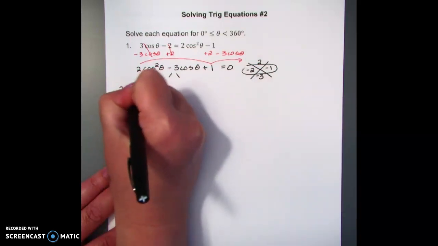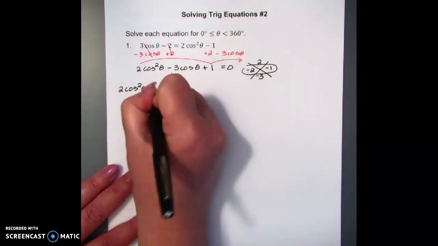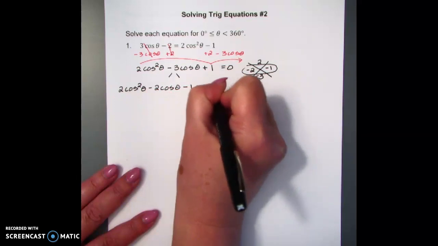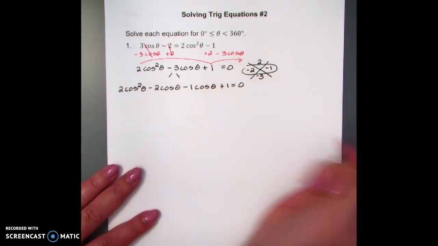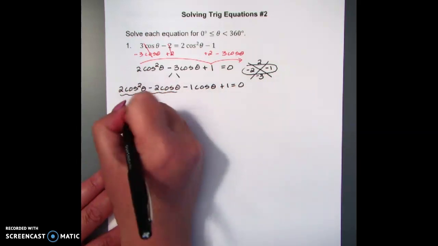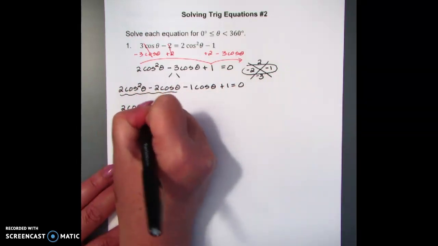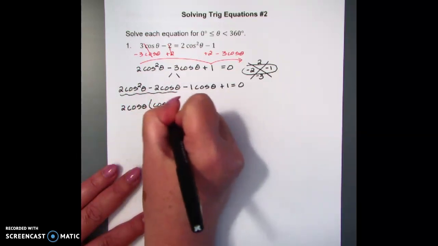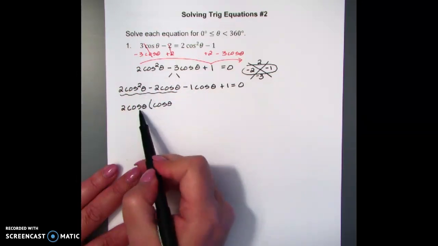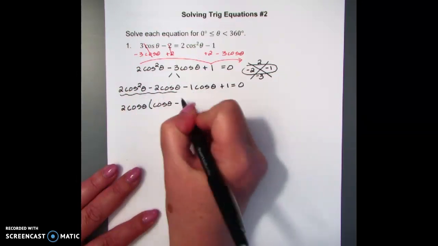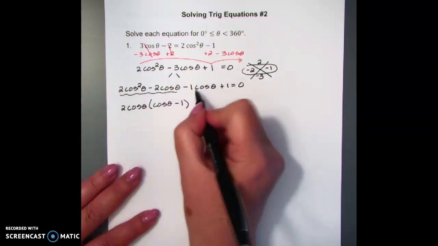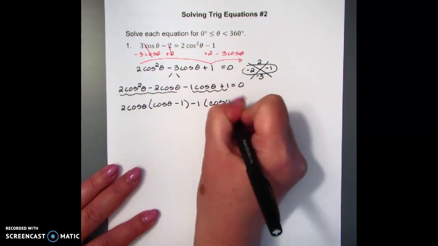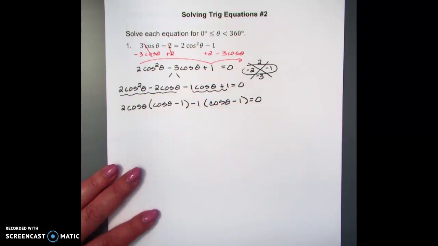So we get 2 cosine squared of theta, minus 2 cosine theta, minus 1 cosine theta, plus 1 is equal to 0. So I'm going to group these 2 together, and we can factor out a 2 cosine of theta. So then 2 cosine theta times cosine theta gives me my 2 cosine squared of theta. And then 2 cosine theta times negative 1 gives me my 2 cosine theta. And with my second grouping, I can factor out a negative 1, and I'm left with cosine of theta minus 1, and that's equal to 0.